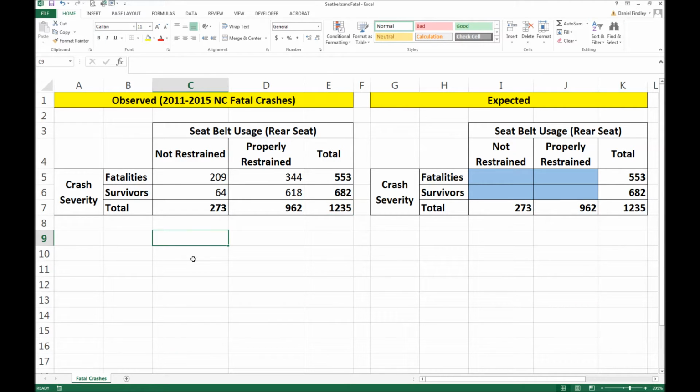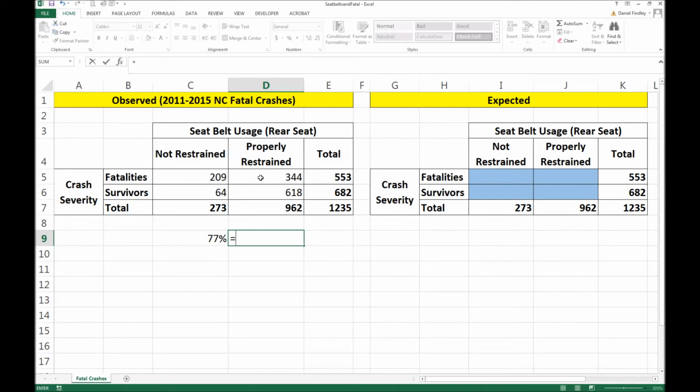Before continuing on with our analysis, it might be useful to just take a look at our data and see if we can learn anything just by looking at these relationships. So let's take a look at our data. So looking at the individuals who were in a fatal crash and not restrained, we see that there were 209 fatalities out of the total 273 individuals in fatal crashes. And so that's a percentage of approximately 77% who were killed, who were not properly restrained in the rear seat of a vehicle that was involved in a fatal crash.